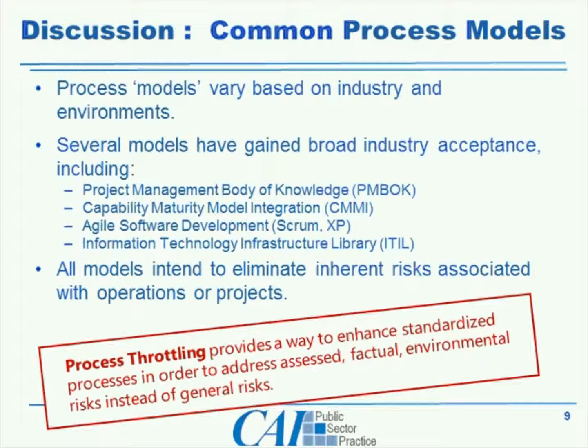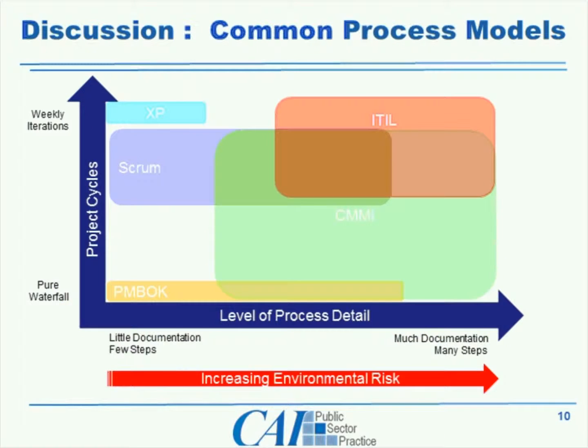Now, process throttling really is a fancy way of just saying it's providing a way to enhance these standard processes in order to address assessed, factual, as well as environmental risks instead of just general risks. So if you look at the models from out of the gate, they all have a risk bias, so to speak. And each of them, as a result, brings that bias to the table that we should acknowledge, because we are dealing with factual risks that we understand within our industry that maybe were not considered in the process model when you consider its origin and background.